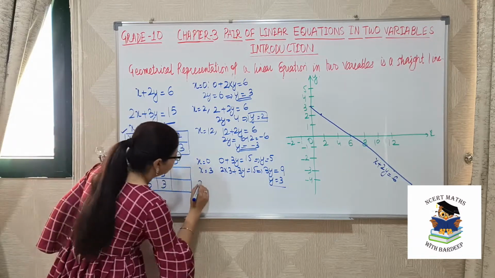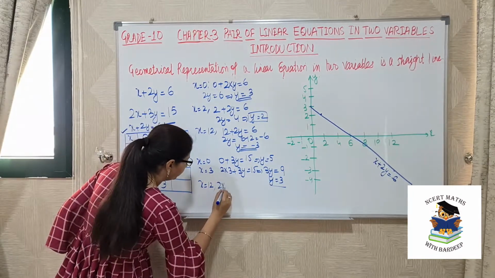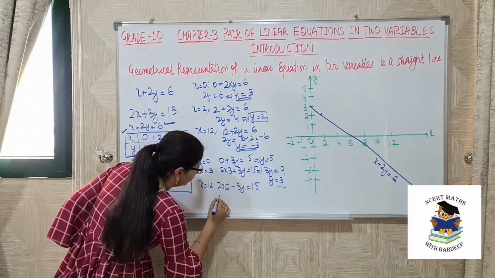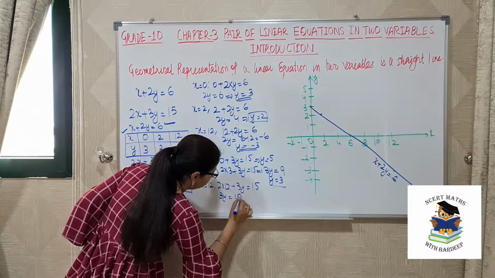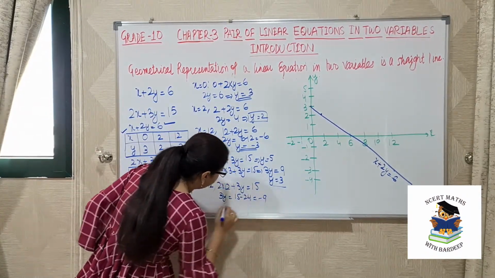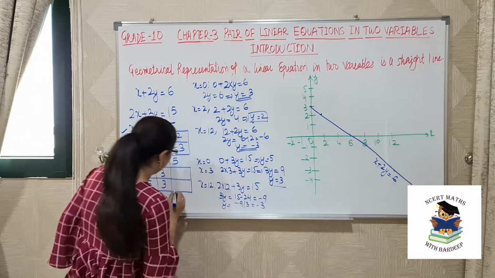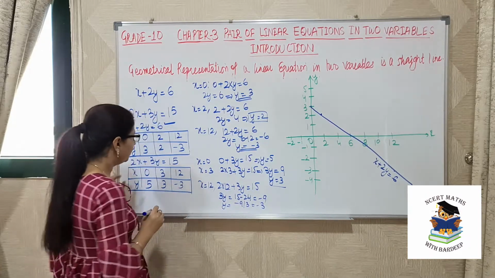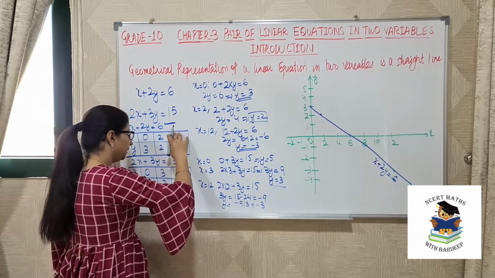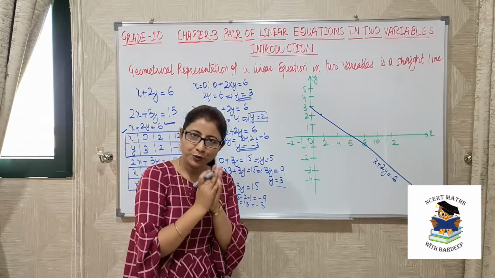Let's put the same value again, x equals 12. So this is 2 into 12 plus 3y equals 15. 2 into 12 is 24, so it will go to the other side, and we will get 3y equals minus 9. So then what is y? Minus 9 by 3, minus 3. Okay, so this is the table for the second equation. From the table itself you can notice that this and this is a common point in both equations. So that will be the solution of your equations.